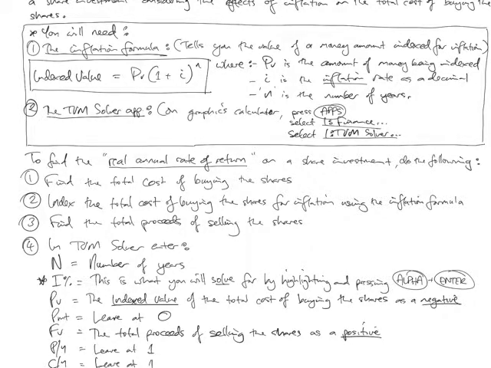And the second thing you'll need for this kind of question is the TVM Solver app on your graphics calculator. How do you access the TVM Solver app? You need to press the Apps button, select 1 Finance and press Enter, and then select 1 TVM Solver and press Enter. So those are things you need.